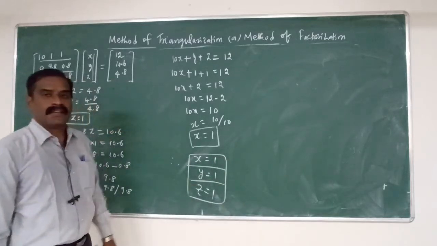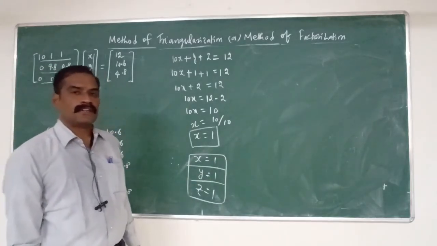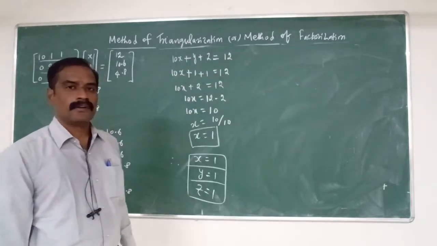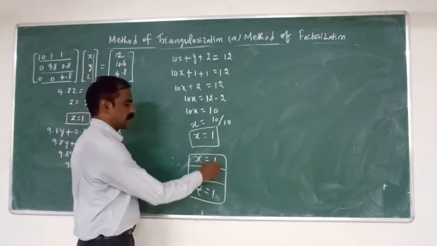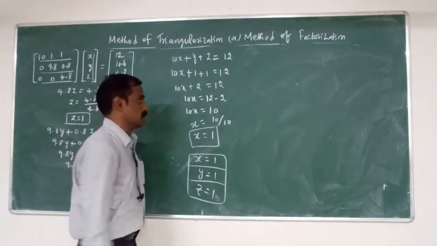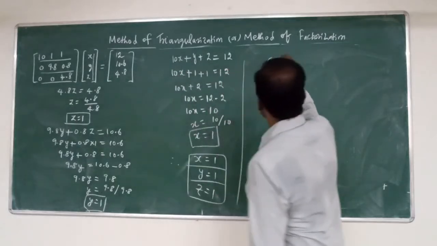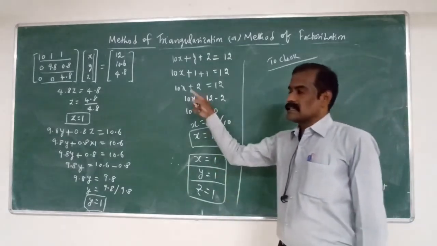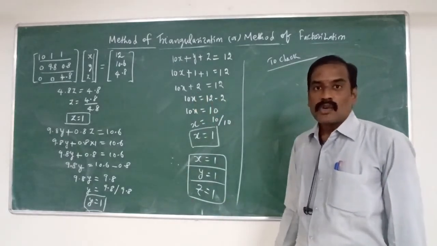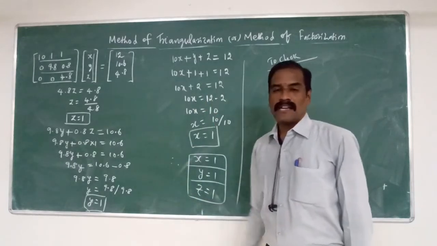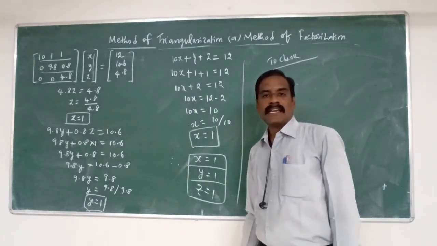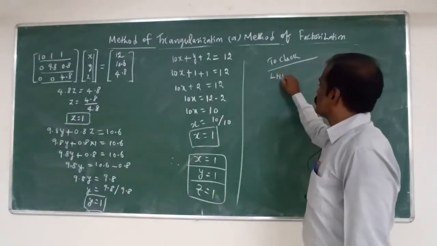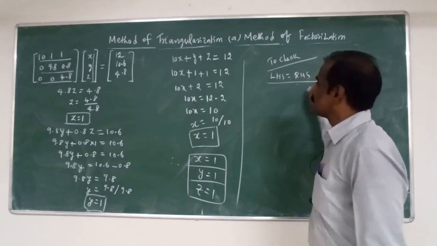This is the given simultaneous linear equation solved by using the method of triangularization or method of factorization. We get the result x value 1, y value 1 and z value 1. Now to check whether the result is correct or not, in the given three simultaneous equations we substitute the x value, y value, z value in any one of the three equations to find out whether LHS is equal to RHS.